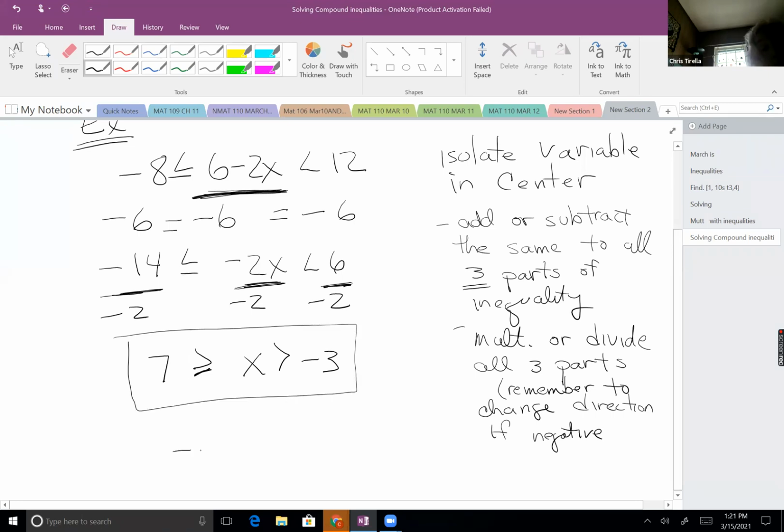X is between -3 and 7. It cannot equal -3. It can equal 7. And so in interval notation, it would be that half open interval, open at -3, closed at 7. Questions? Shall we try another 1 or 2 of those?